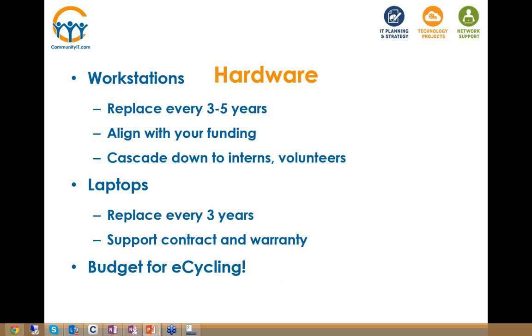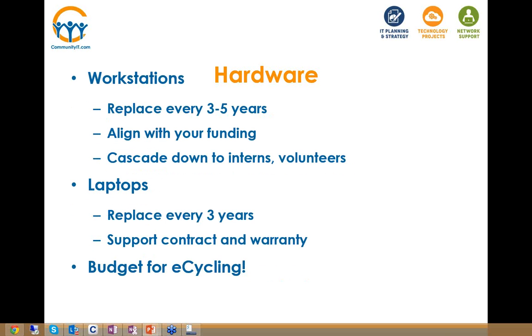Great. For workstations, replace every 3 to 5 years. We're seeing laptops again, every 3 years. Workstations can usually go a little bit longer. People like to cascade them down to interns and volunteers. Certainly budget for e-cycling as well.